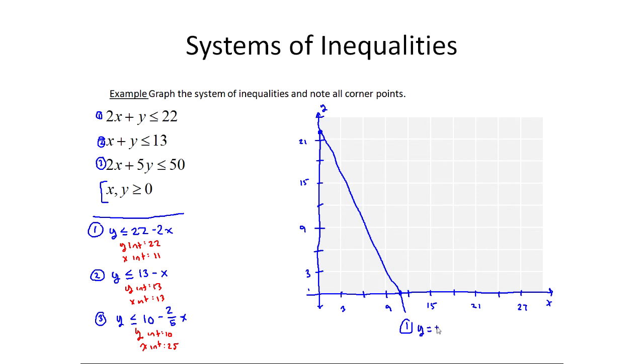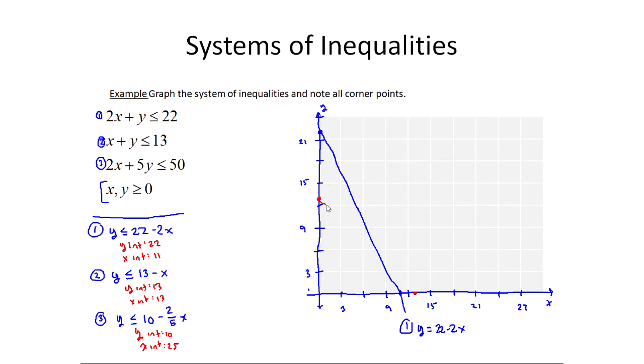Y, and the line is equal to 22 minus 2x. Okay, so I wrote it down. Let's look at the next one. I'll do 2 now. And so that goes from 13. So this is 12, right? Because 9 counted by 3s, there's 12. So 13 is about right here. And so now I want to connect these two lines. Now, where they cross, we'll figure that out if it matters or not in a minute.